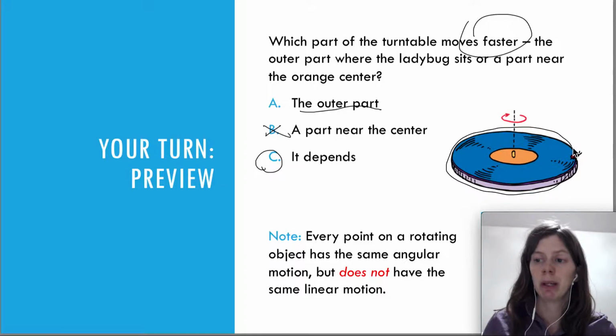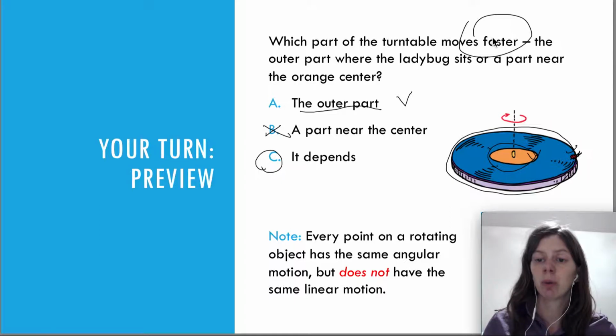She's covering that whole big circle on the outer part while she's only covering a smaller distance toward the center in the same amount of time. So she's definitely moving faster linearly on the outer part. But if we're talking about rotational speed or angular speed, then she's actually moving at the same angular speed no matter where she is on that turntable. So that's why the answer is it depends. It depends what you mean by speed.